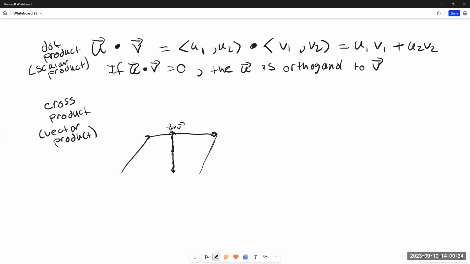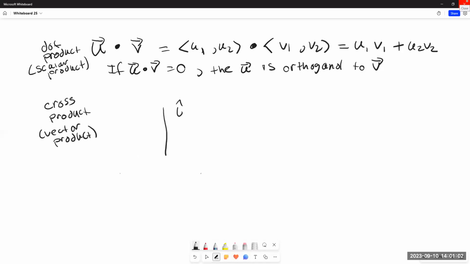And so we'll figure out rules for how to figure that out later. But for right now, understand that that's what we're trying to do, is get a vector that we know is perpendicular to both vectors u and v. We're going to have to go back to matrices to do that.